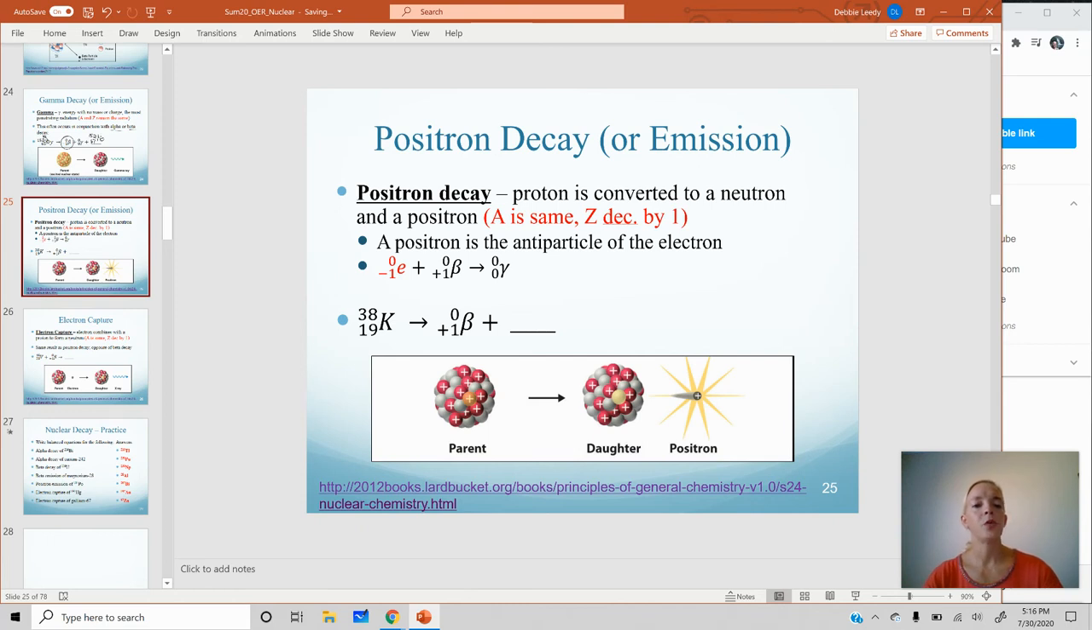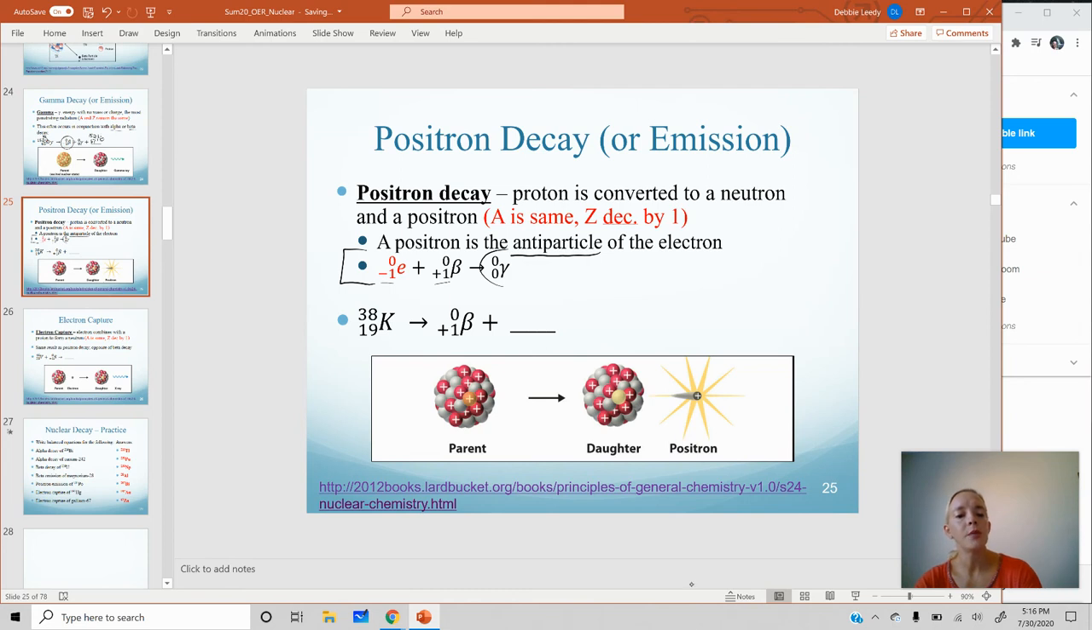For our next example, we're talking about positron decay. So positron decay, remember positron is the antimatter particle of the electron, so it's a positively charged electron. So here's an example showing what happens basically when we have an electron react with a positron, we generate a gamma particle.